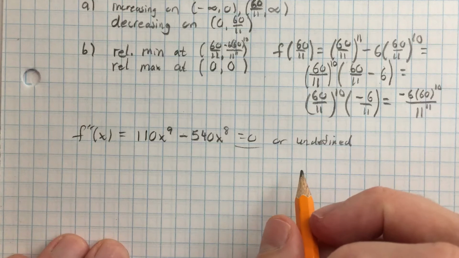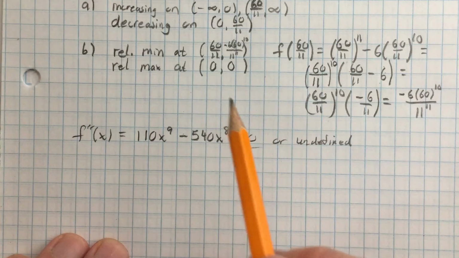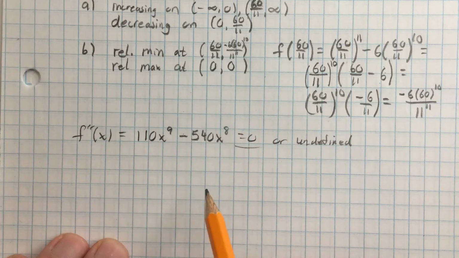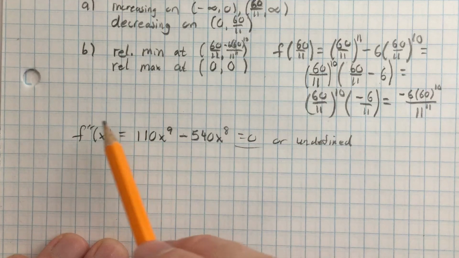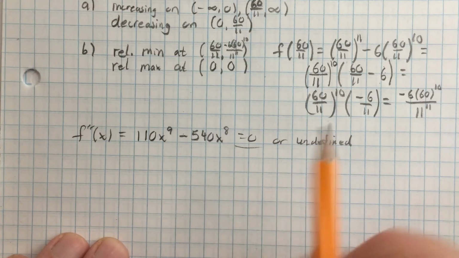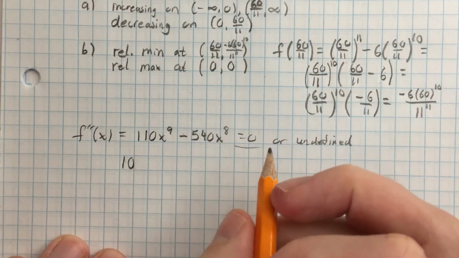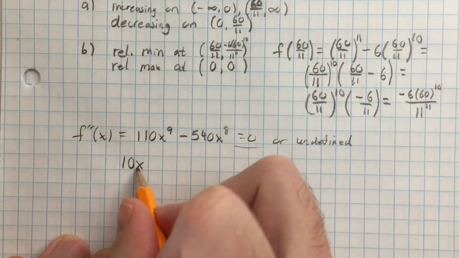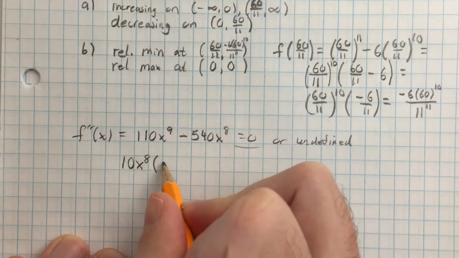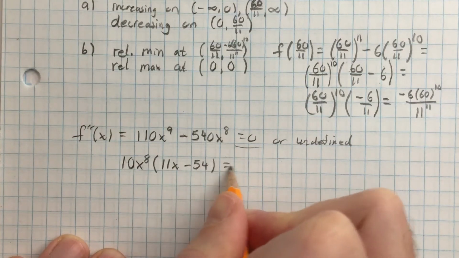So we factor just like the first derivative test. There's no difference between the first derivative test and the test for concavity and inflection points, except that you're dealing with the second derivative and different results. But the methodology is exactly the same. So we're going to factor off the factor of 10 they have in common and the x to the 8th that they have in common. And we're left with 11x minus 54, all equal to 0.